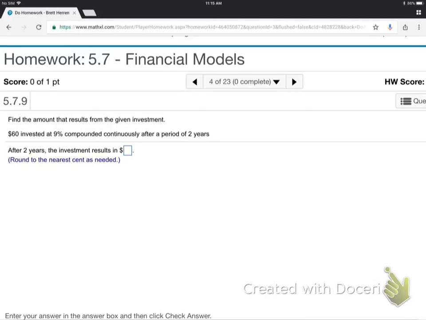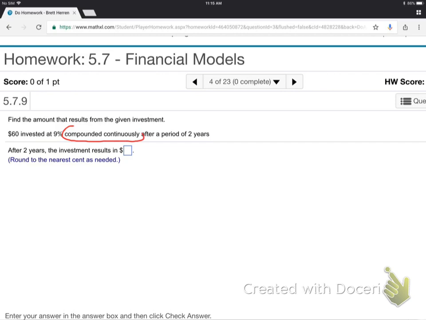Okay, so here we are in 5.7. Question number 4. Find the amount that results from the given investment. Okay, so did we see both formulas last time? I can't remember. Just one? Just one. Okay, well, here comes the second one.